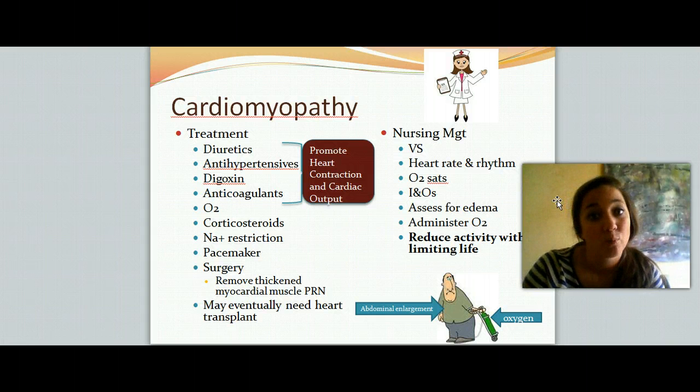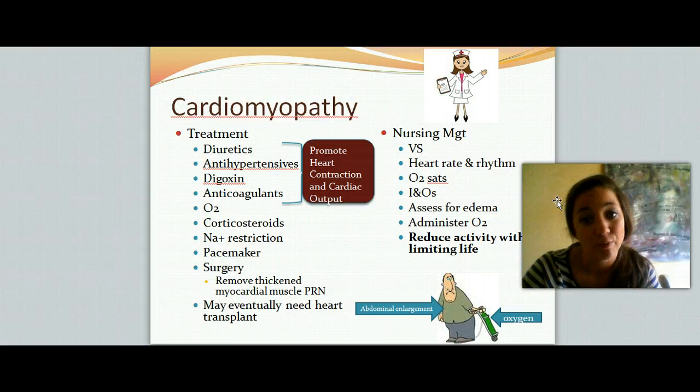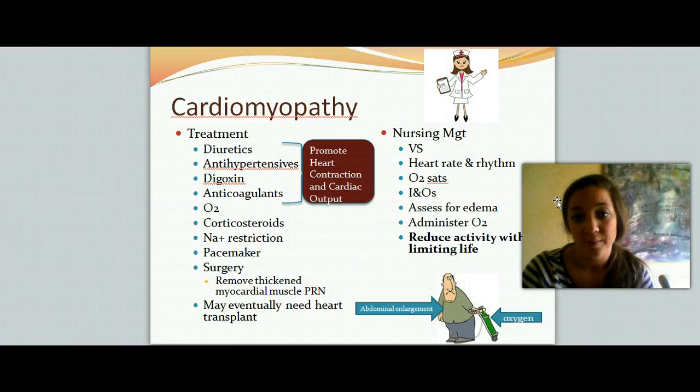As a nurse, we need to check their vital signs, their heart rate and rhythm, look at their O2 stats, monitor if they need to increase their oxygen or anything, assess their eyes and nose as well, and assess for edema. All of those are looking at their fluid status. Administer oxygen if they need it, and then just reduce their activity without limiting their lifestyle.